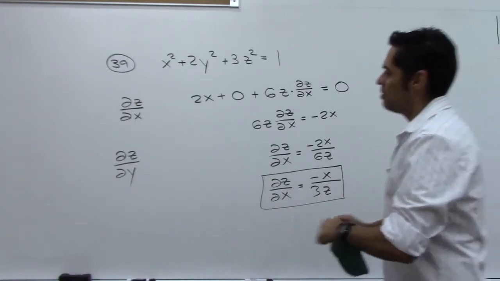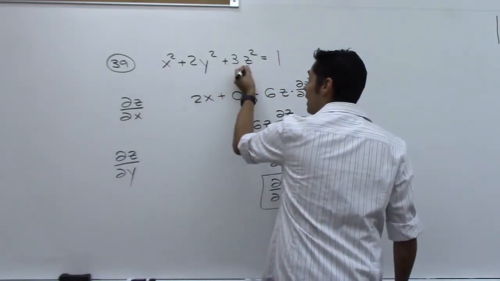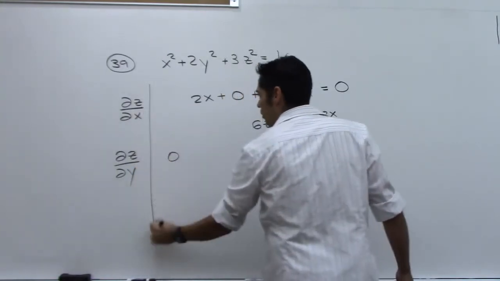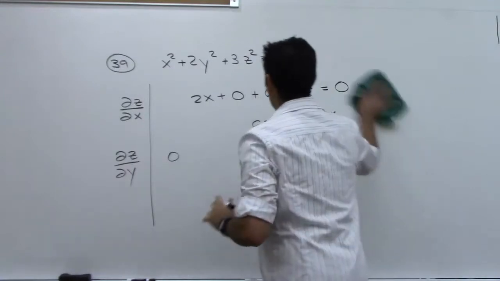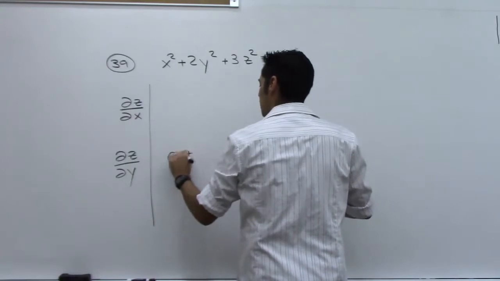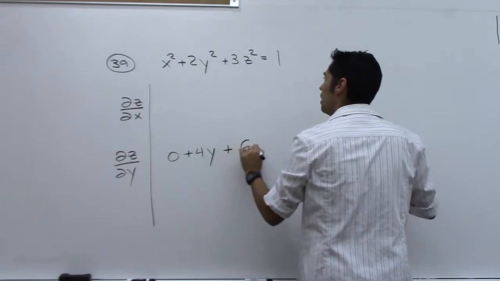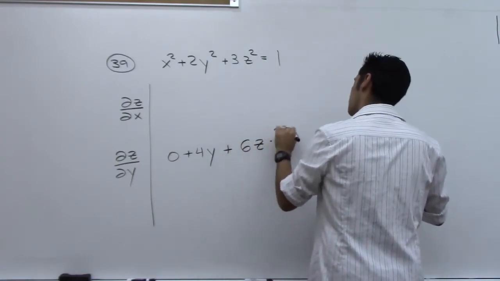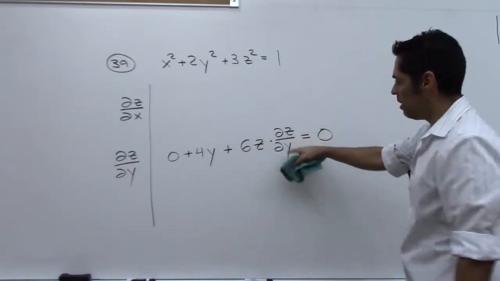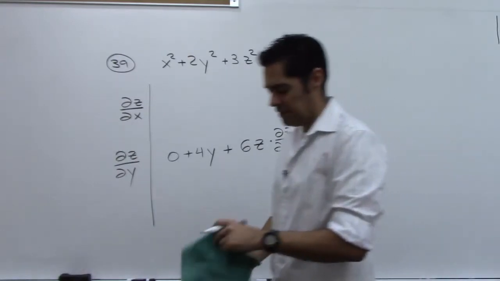Okay, partial of z with respect to y, so I'm going to treat x like a constant, and y as the variable. So the derivative of x squared is going to be 0. Remember, this is not equals, I'm just working this equation left and right. Derivative of 2y squared is going to be 4y, plus this is going to be the exact same thing, 6z times partial z with respect to y, equals 0. So the only difference there on this one is this part. And then you move things around and solve and you get it. So that's it for that.